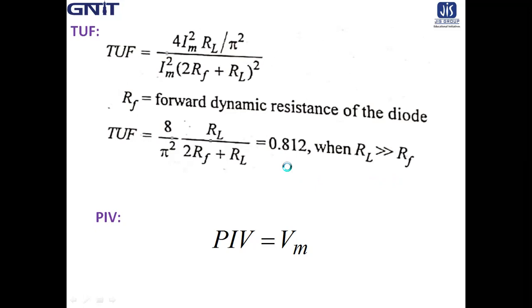So transformer utilization factor is more in case of bridge rectifier. In case of half wave rectifier, it is 0.283. In case of full wave rectifier, it is 0.693. But in case of bridge rectifier, it is highest, that is 0.812.